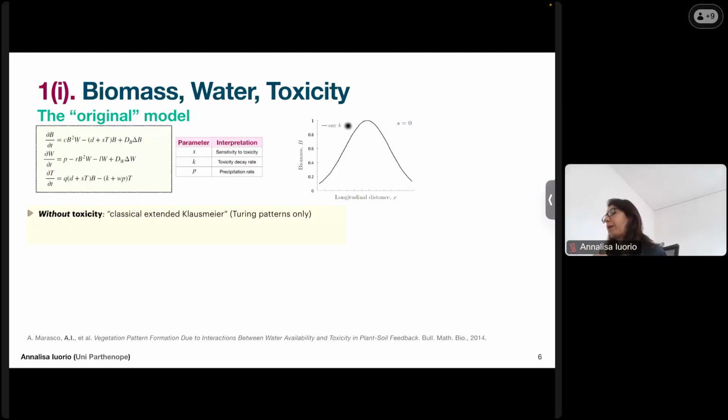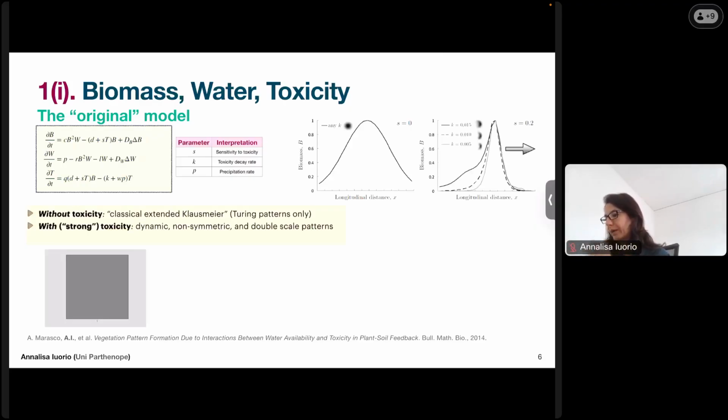And for a specific parameter range, let's say sufficiently low rainfall, but not too low, and let's say any value for the other toxicity parameters, because the biomass doesn't feel it anymore, you retrieve, in 2D, this kind of spotted pattern of vegetation. And if you consider a 1D transect, you would see these symmetric bumps. And you see them as a stable pattern for a long time. Nothing changes. Everything is fixed to this specific pattern.